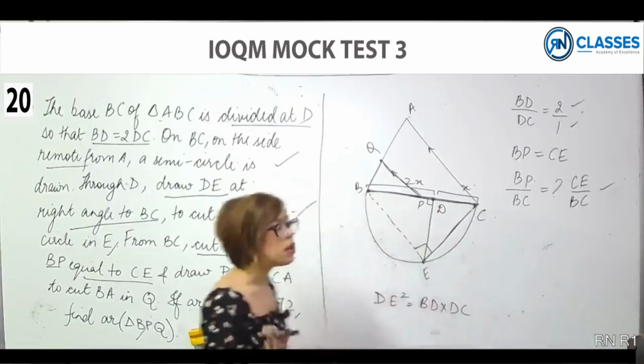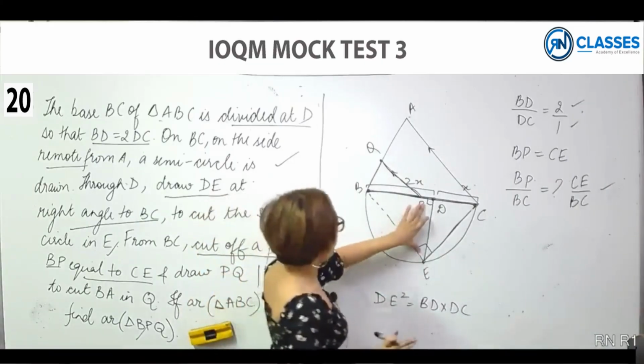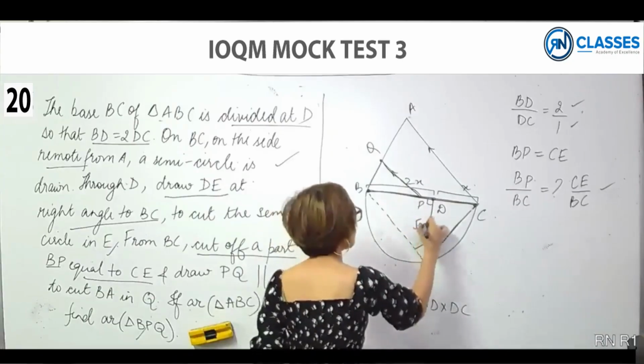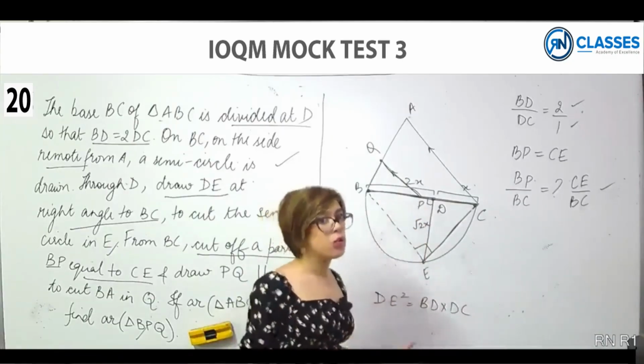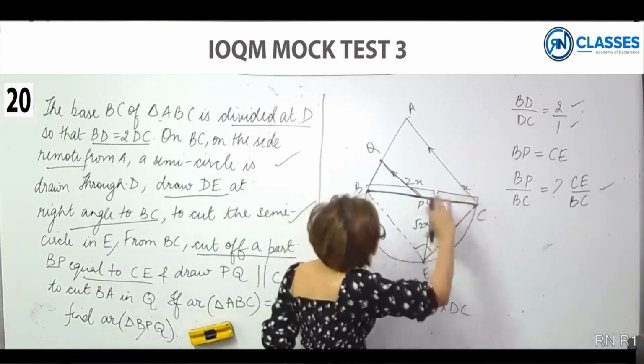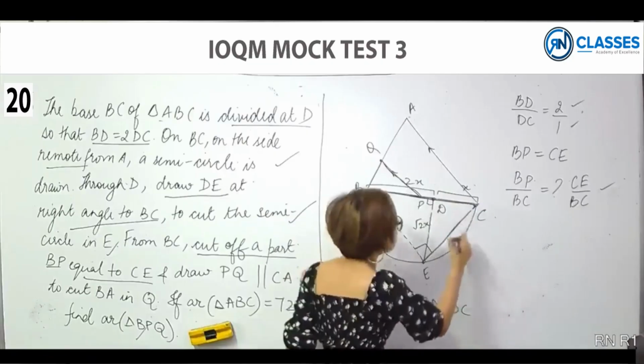Right? Using similarity, we can do that. So that means DE square will turn out to be 2x square, so this becomes root 2x. Whatever length I get to know, I'm just writing it down. Right? This is root 2x. Mind it, this is x, this is root 2x. That means CE is nothing but root 3x.